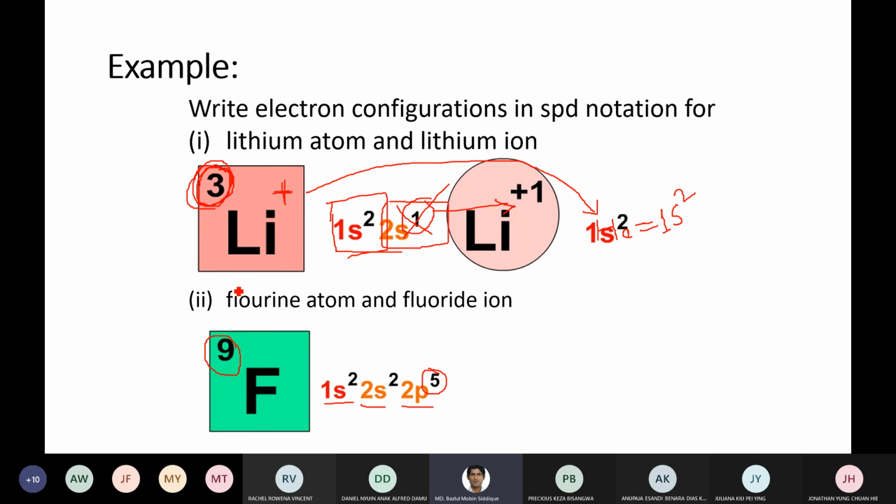But for fluoride, if it has to take the neon structure, neon is 1s2, 2s2, 2p6. To get 2p6, here we have 2p5, so if fluorine takes another electron, it will be 2p6 as well, but here there will be a -1 charge. It will be shown as -1 charge. That is the fluoride ion.